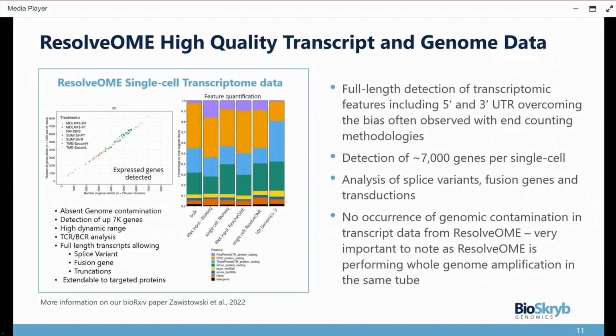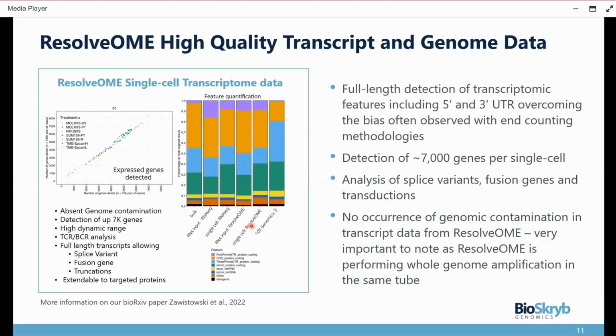The transcript data that's generated from Resolve-Ohm is shown on the left-hand side. The first thing to note in this column is that the full-length detection of transcriptome features is only possible because Resolve-Ohm is using a full-length cDNA analysis, including the 5' and the 3' UTR. So we overcome the bias observed by droplet and end counting methods.